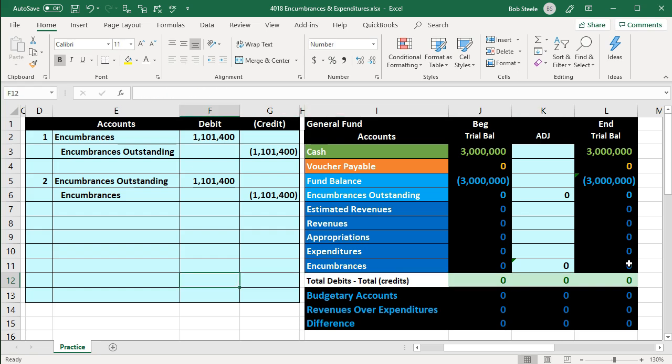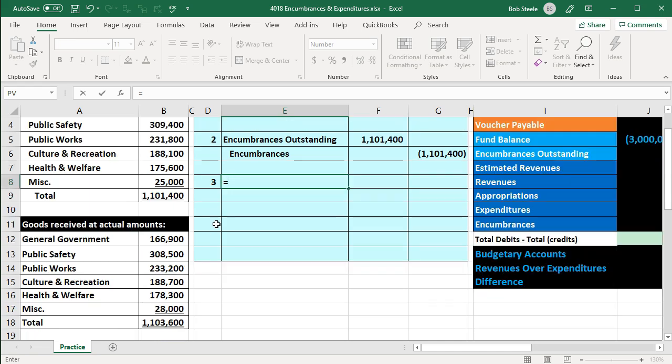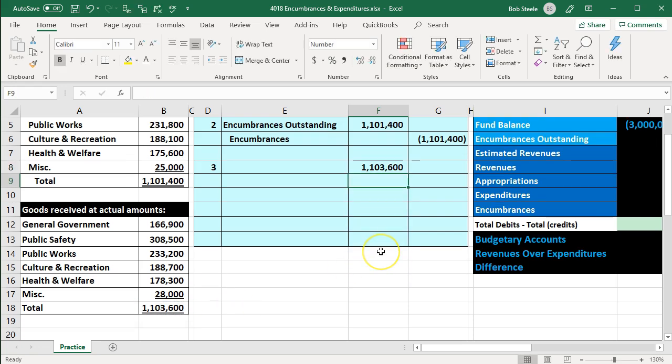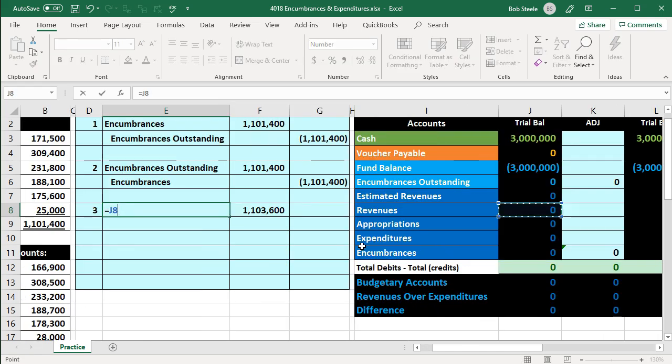Now we're going to do what we would normally do, what we would think of as the normal kind of transaction that we would think of in financial accounting, and that is to record the expense. So we received goods at actual amount. We're going to say this is the actual amount. We haven't yet paid for it yet. So what we did on the debit side is that we have goods that we have received. We're going to record those now as expenditures.